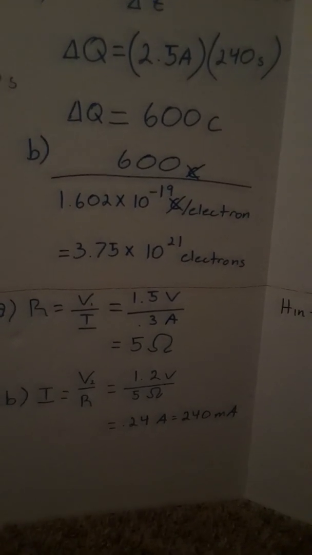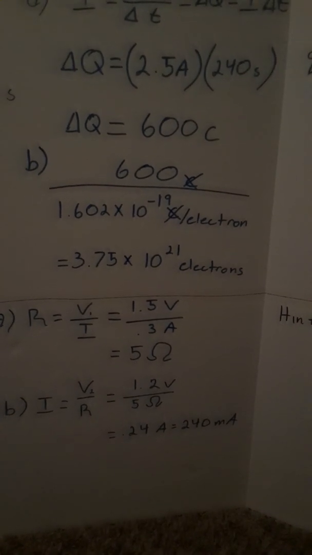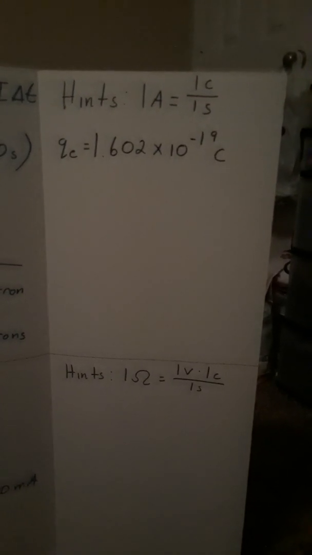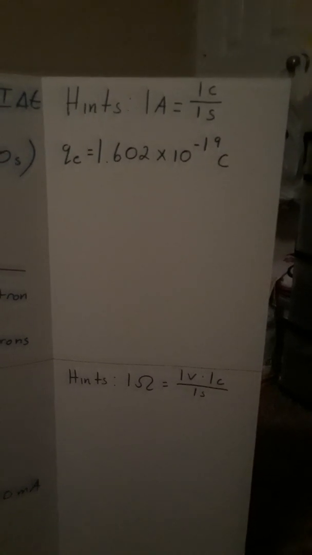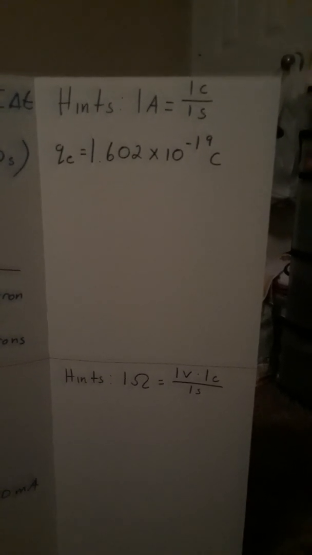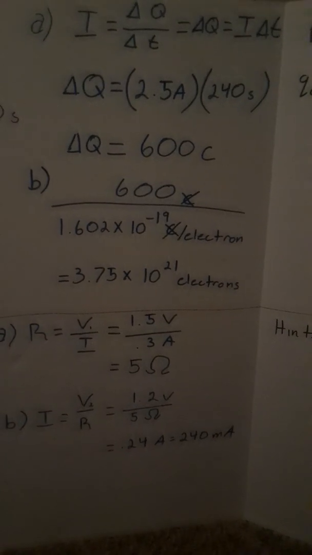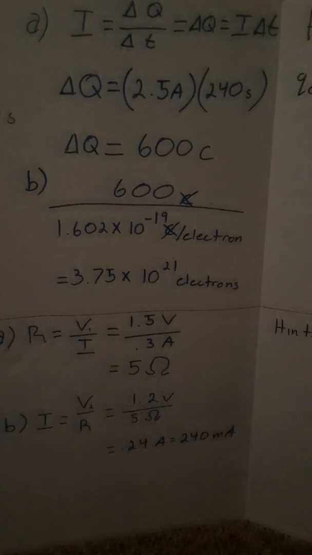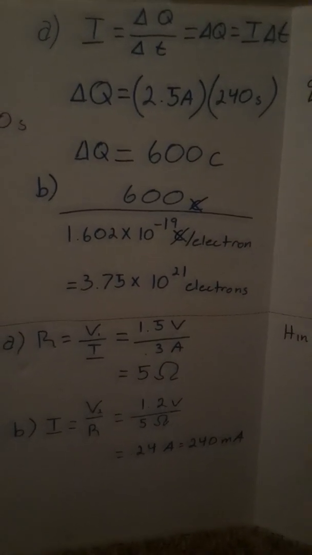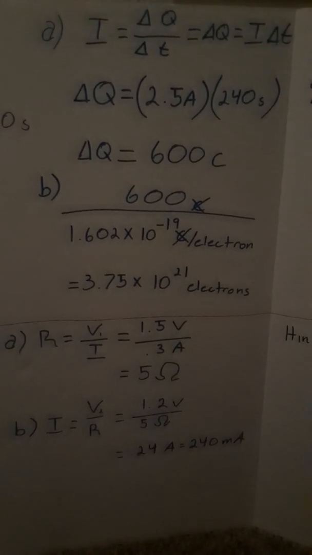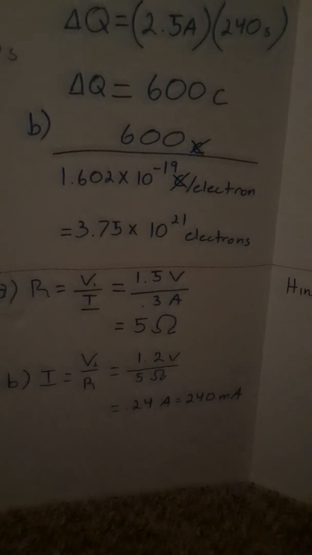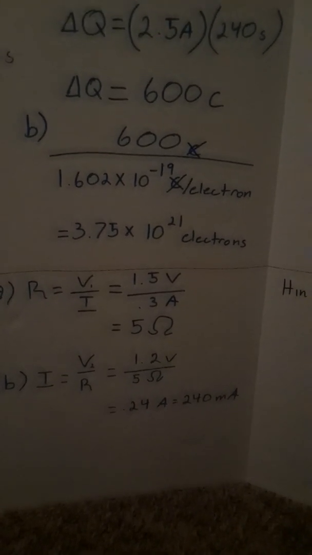To find the number of electrons, we have to divide the total charge by the charge of the electron. Hint: the charge of an electron is 1.602 times 10 to the negative 19 coulombs. So we divide 600 by 1.602 times 10 to the negative 19, and we come out that the total number of electrons is 3.75 times 10 to the 21 electrons.